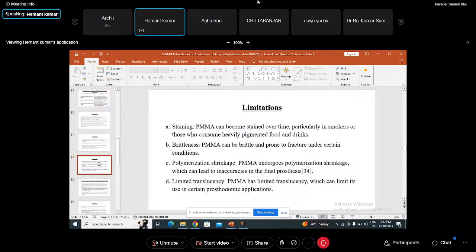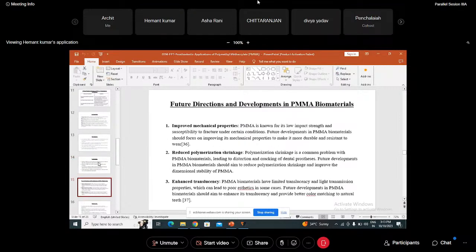The limitation is that PMMA has limited translucency, which can limit its use in certain prosthodontic applications. PMMA can be brittle and prone to fracture under certain conditions. PMMA also undergoes polymerization shrinkage, which can lead to inaccuracy in the final prosthesis. The future direction of development in PMMA biomaterials is improved mechanical properties, reduced polymerization shrinkage, and enhanced translucency.